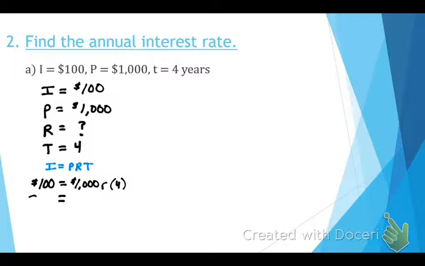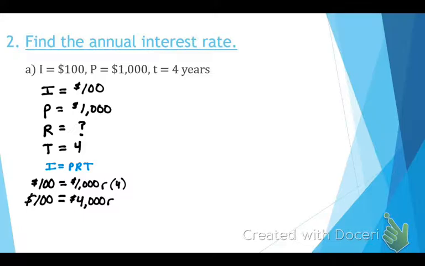There's nothing I can do on the left, so I'm going to drop down $100. Is there any work I can do on the right side? Yes. What's 1,000 times 4? 4,000. So still drop down your multiply by R. Now, this is just similar to other problems. Your whole goal is to get the variable by itself.